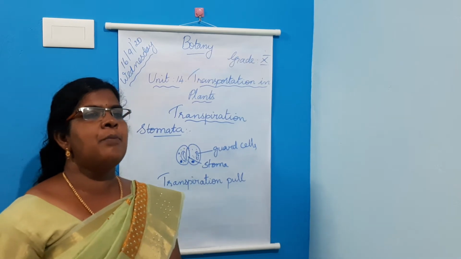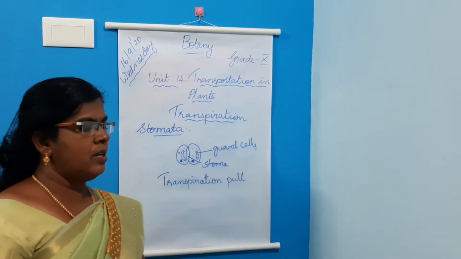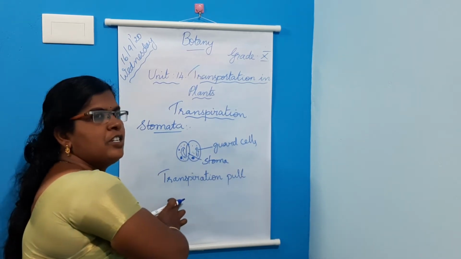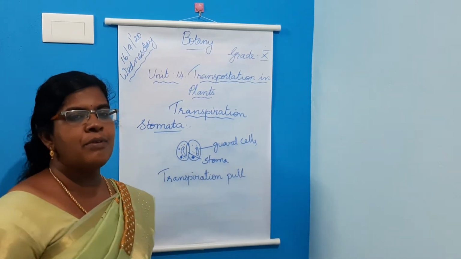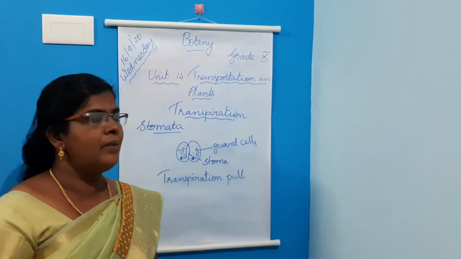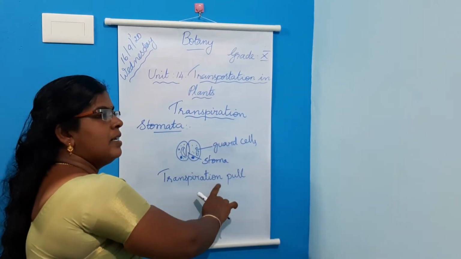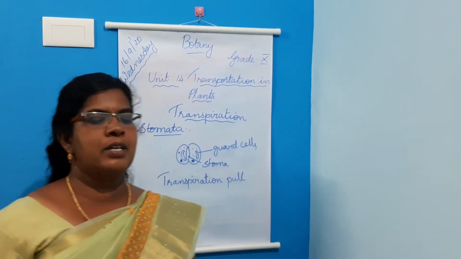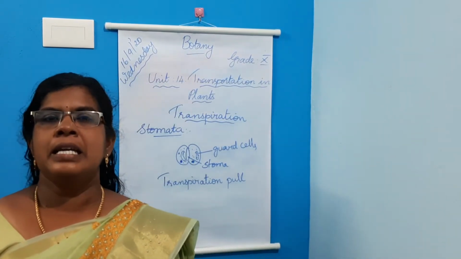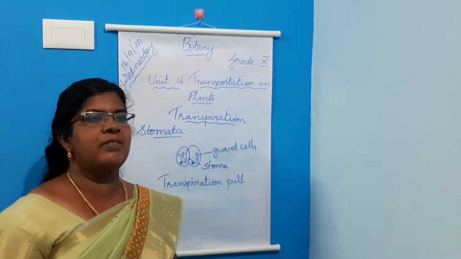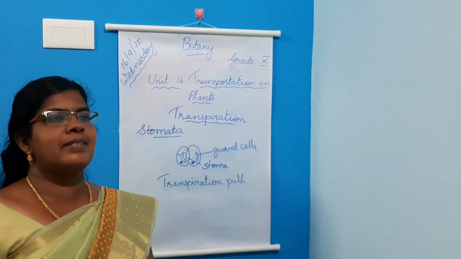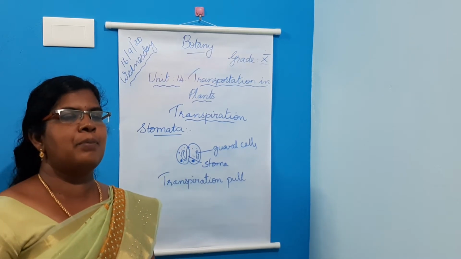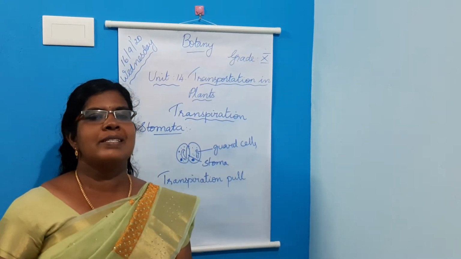Next, about the importance of transpiration. First importance is that transpiration creates transpiration pull for the transport of water to the plant. Then it supplies water for photosynthesis. That is the second importance.